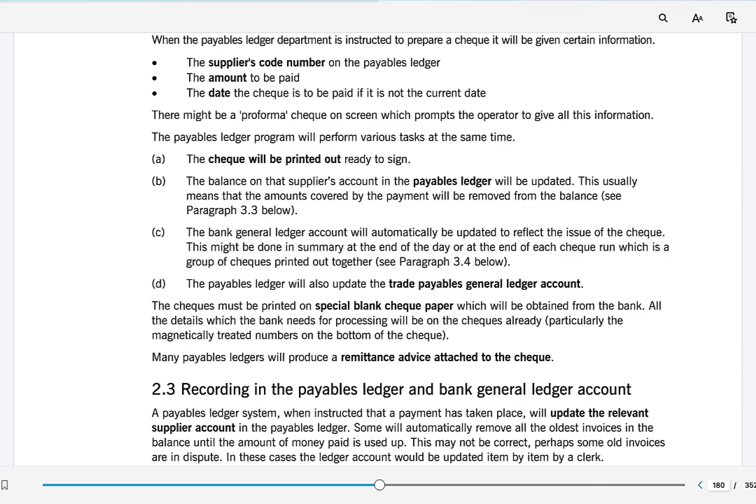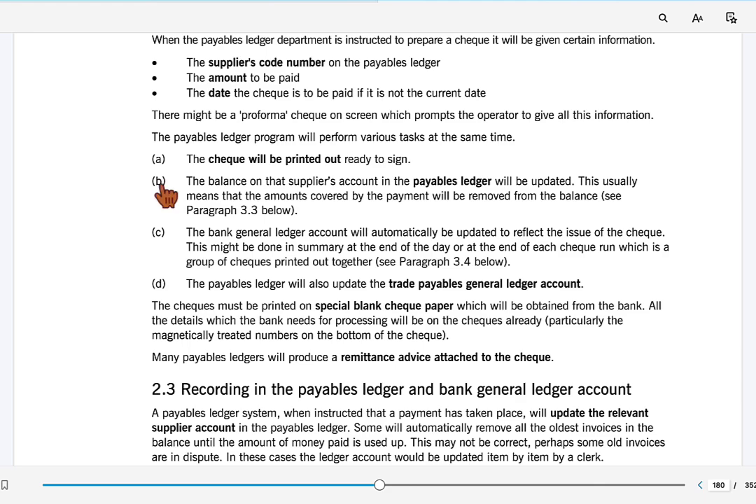Step 5. The system performs several tasks automatically. Now class, this is the most important part. This is the heart of lesson 2.2. Once the clerk enters the payment, the system automatically does multiple updates. Let's go through them one by one. Automatic task 1. The check is printed. The system prints the check, ready for signing. So the check physically exists, but it still needs an authorized signature before it can be sent.